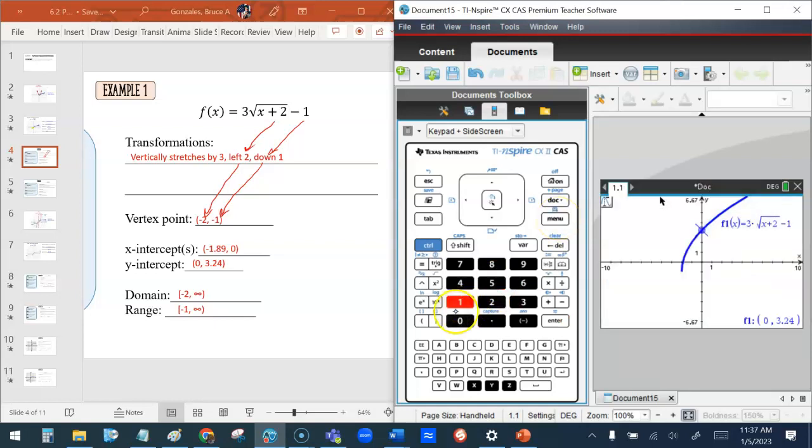Here we go. The x-intercept, when I go all the way down here, is negative 1.89 comma 0. Do you see it over there? By tracing it. And then if I go to the right, I can trace it all the way to the y-intercept. Do you see over there that the y-intercept is 0 comma 3.24? I know it's right here, but do you see how to get it using your calculator? Menu 5-1, trace it, okay? Cool.